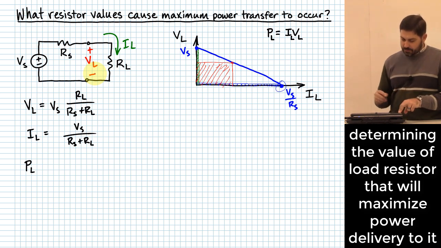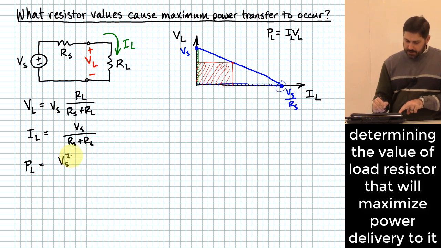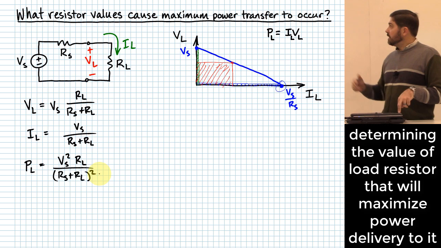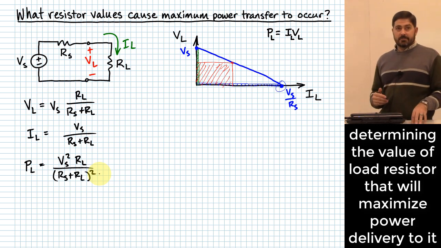Okay, what do? Just multiply them, right? And if we multiply these together, what do we end up with? Okay, VS squared RL over what? RS plus RL squared. And what I'm trying to figure out is, where is this going to maximize? How do we do that?